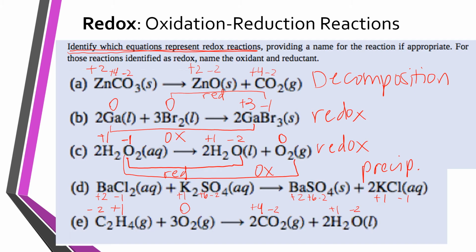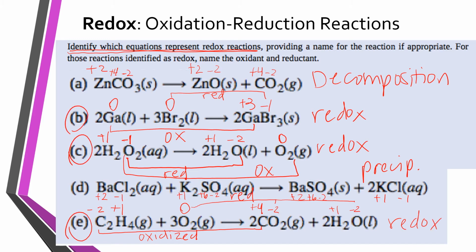So we looked to see if anything changed, and in fact it did. Carbon went from -2 to +4, so it absolutely was oxidized. And oxygen, one of our oxygen atoms anyways, went from 0 to -2. So each of those were reduced. And sorry, this is getting so messy, but there we go. So this was a redox reaction. So B, C, and E were redox reactions.